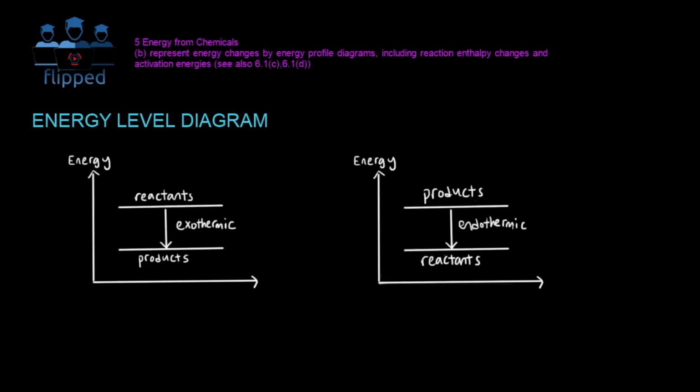Hello, welcome back. Now we are on energy level diagram and energy profile diagram. Let's start off with the first one, energy level diagram. This one just places reactants and products on the same graph to tell us what's the relative energy between them.